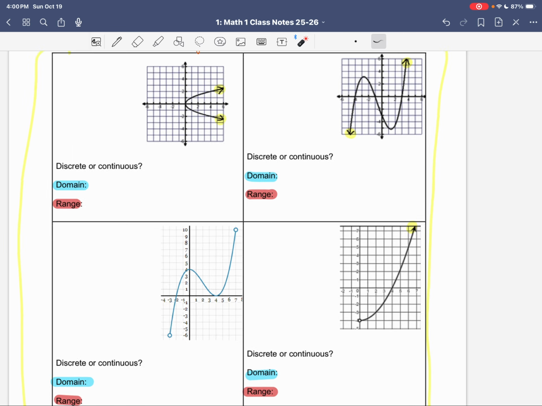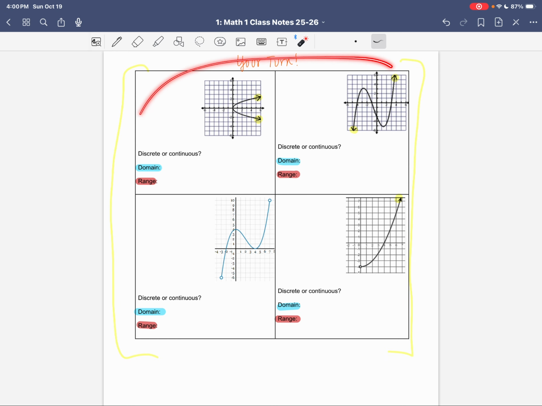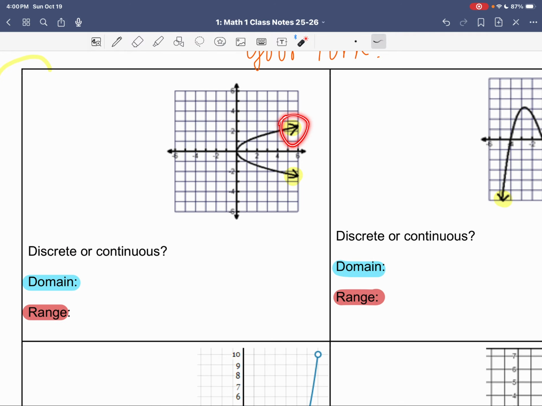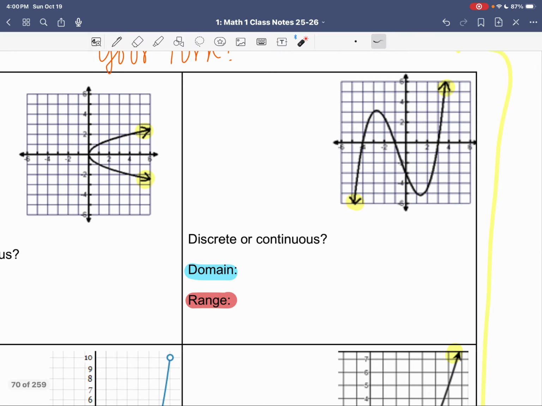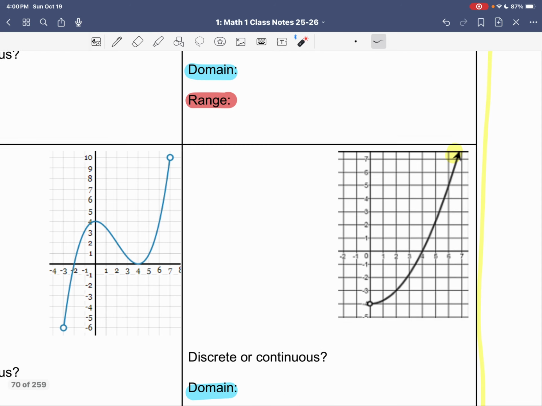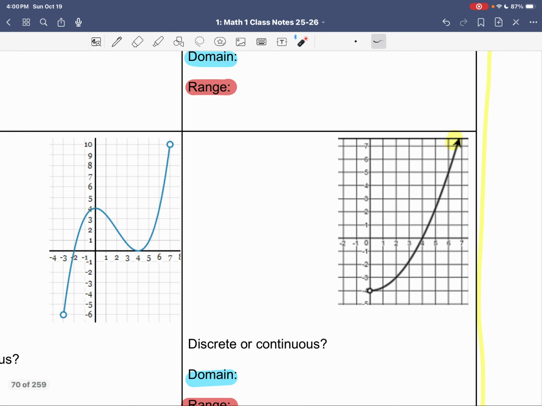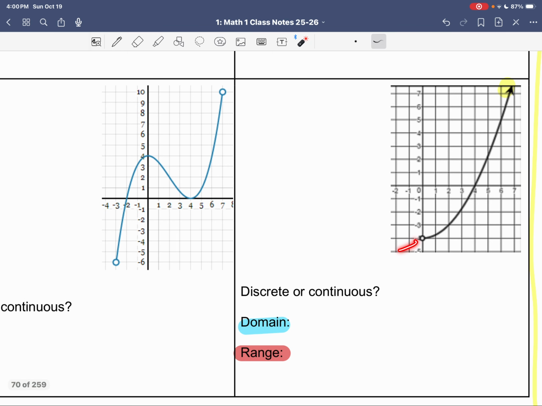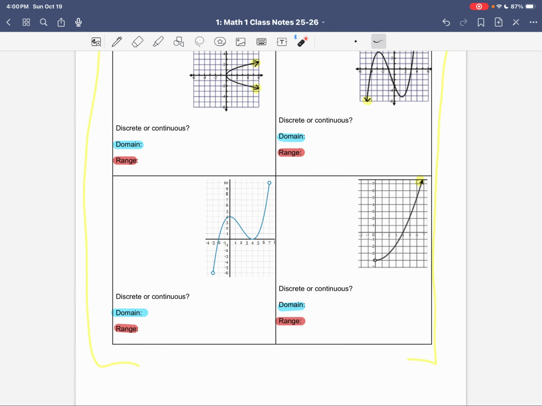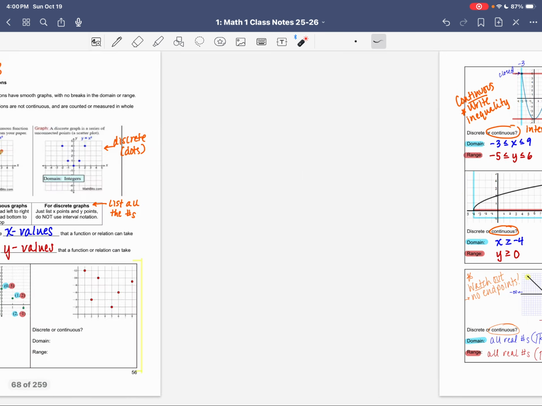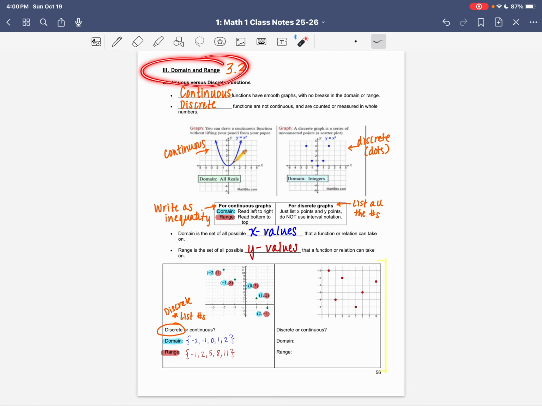All right, so what you're going to do is you're going to go through and complete all of these. You're going to say, is it discrete or continuous? You're going to list your domain, list your range. Now be careful, we do have some arrows here. So just be careful how high or low or left or right your point's going. And then watch out if it's open or closed, because that will also change what you're writing there. And then that is domain and range.